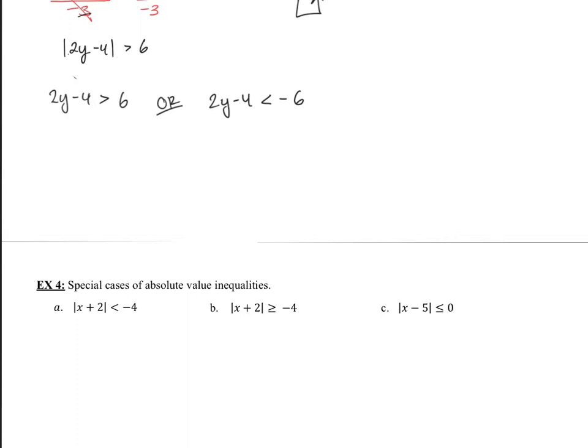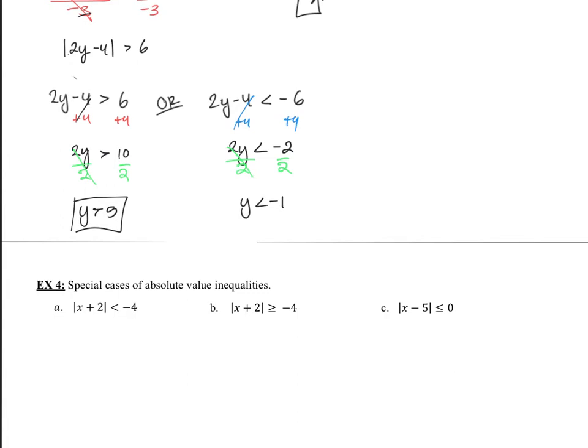Let's go ahead and solve both sides. Add 4 to both sides. 2y is greater than 10. Dividing by 2, we get y is greater than 5. And on the other side, add 4 to both sides to get rid of that. We have 2y is less than negative 2. Dividing both sides by 2, we have that y is less than negative 1.